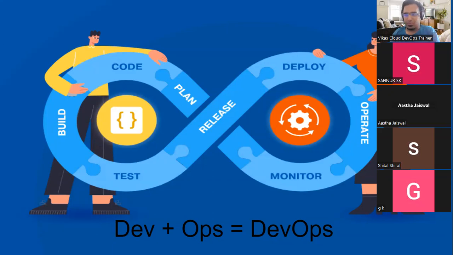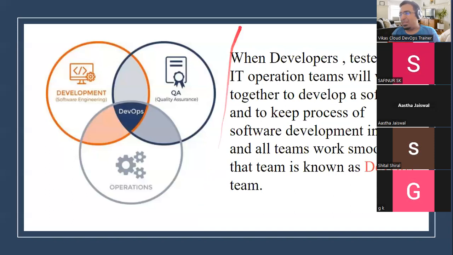Now what exactly is it, and what will he do? He is not a developer, he is not an operation engineer. When developers, testers, and the IT operation team work on any software development, keeping their processes in sync and working has to be done with the help of the DevOps team. Someone from the development team moves into DevOps, someone from the QA team moves into DevOps, someone from the operation team moves into DevOps, and a new team is created with experts from different categories. The new team is DevOps.